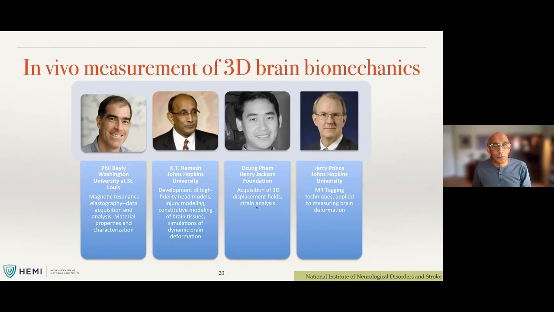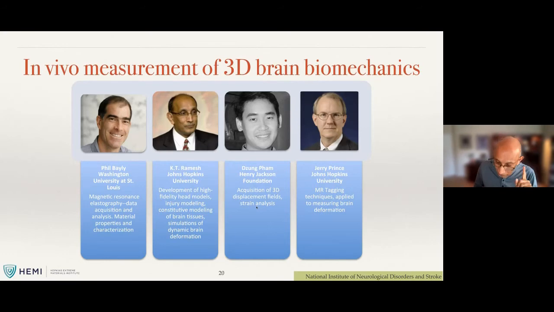These are the people who are the PIs of the grant. Phil Bailey is actually the lead at Washington University in St. Louis. Zoom Farm at Henry Jackson and NIH does a lot of the imaging. Jerry Prince does a lot of the MR tagging and the segmentation. And so, of course, we have our students and postdocs who work with us to do this work.